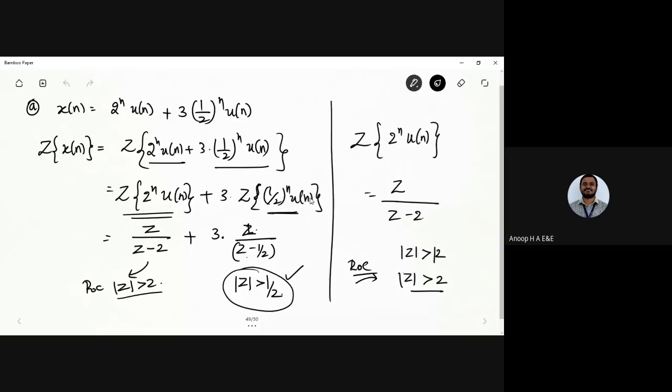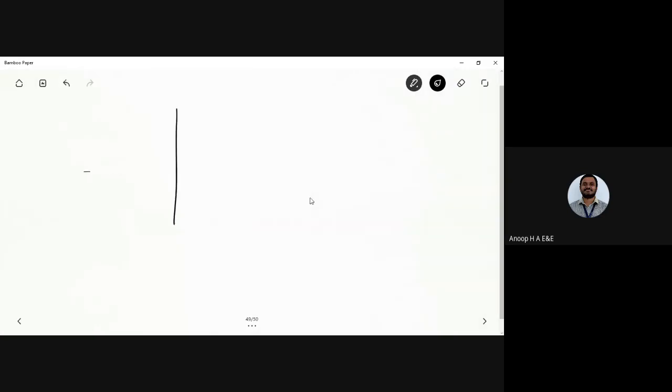I can express it easily here. If I want to find the ROC, I can draw the real part and the imaginary part of the complex plane. I'll mark z is equal to 1 by 2 as a radius, and next, z is equal to 2. So I have this entire z plane over here, with z is equal to 2 and z is equal to 1 by 2.